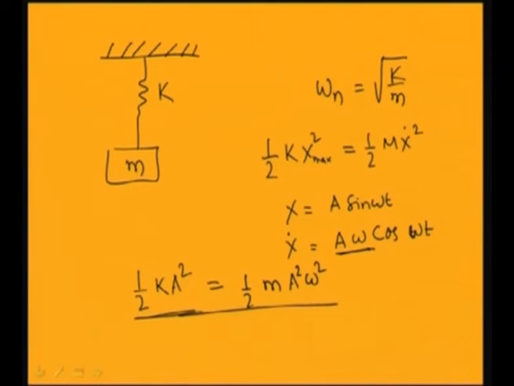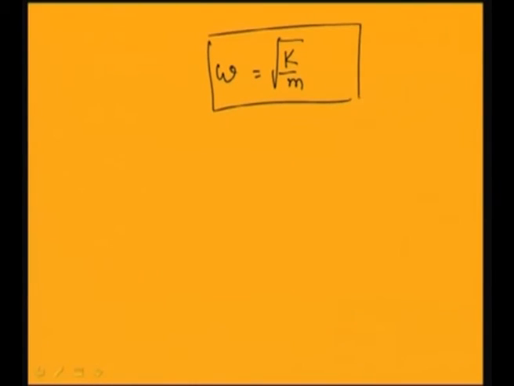Now equating these two terms, the half cancels and a square cancels, so you can write omega square equal to k by m. So omega equal to root over k by m, that is the natural frequency, which is why I have written the subscript n. So in this way you can find it, and let us take a system with two masses.